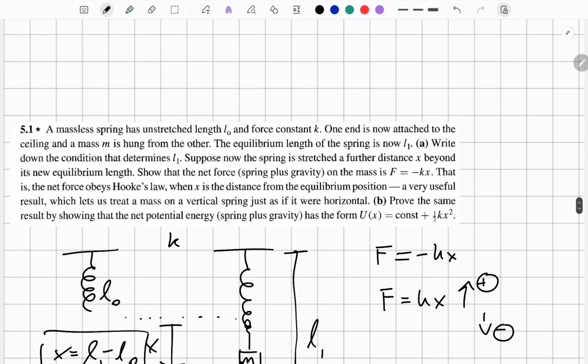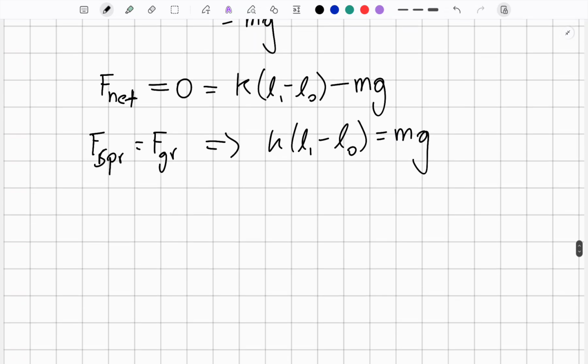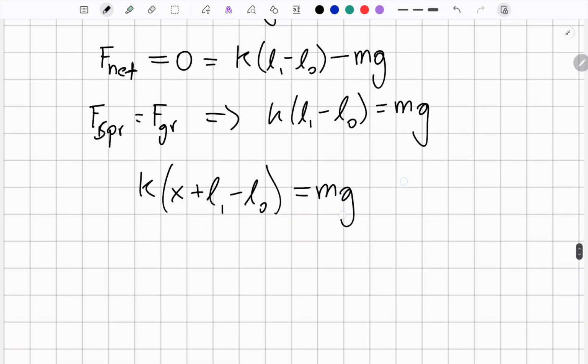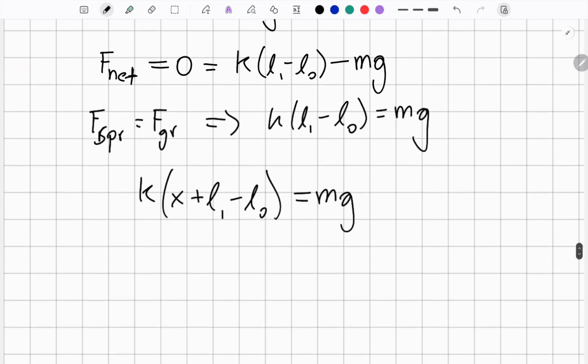So using that, we're going to add a distance x beyond the new equilibrium length. So we'll call this the new equilibrium. Now we're going to add a distance x. So our formula is going to look something like this: k times x plus L1 minus L naught equal to mg. In other words, we want to show that our net force, the spring plus the gravity, on the mass is negative kx.